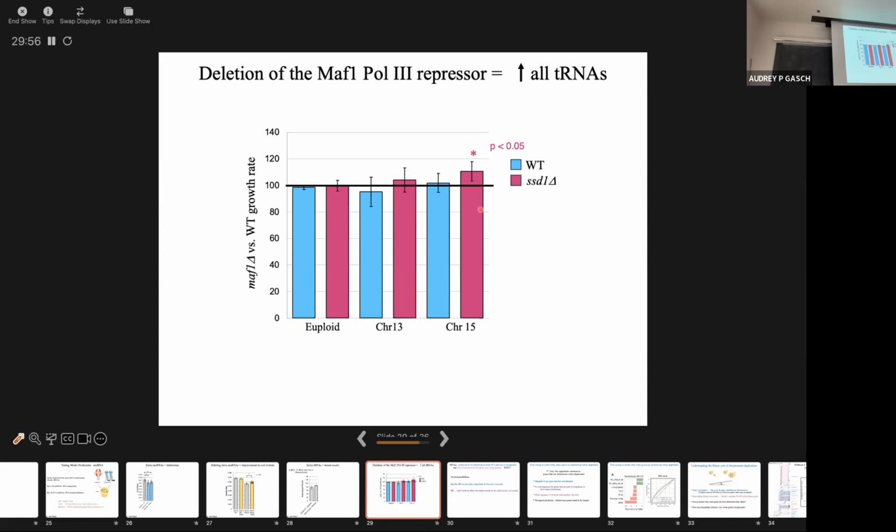So what that means is it implicates that SSD1 maybe has something to do with tRNA or translation. I'm very interested in that and this connection here. It points us to maybe translation of the extra proteins as being an important factor in the why part that we're still trying to figure out.